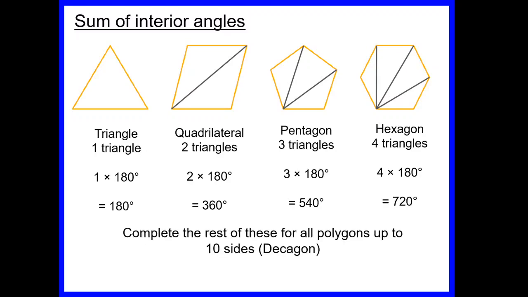Make a note of those and then using the same method, see if you can find the total interior angles for the rest of the polygons up to 10 sides, so up to a decagon. Pause the video, have a go at that now.